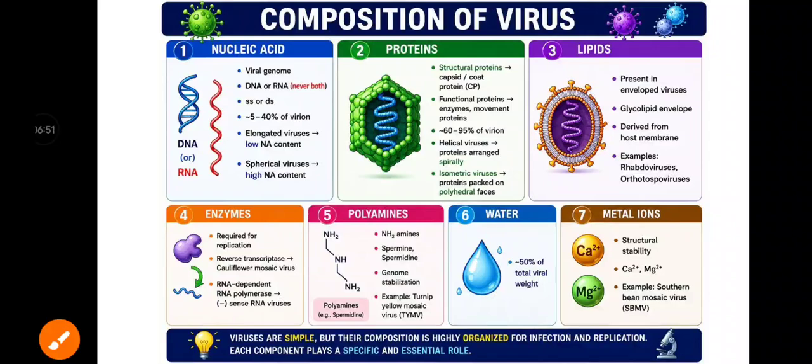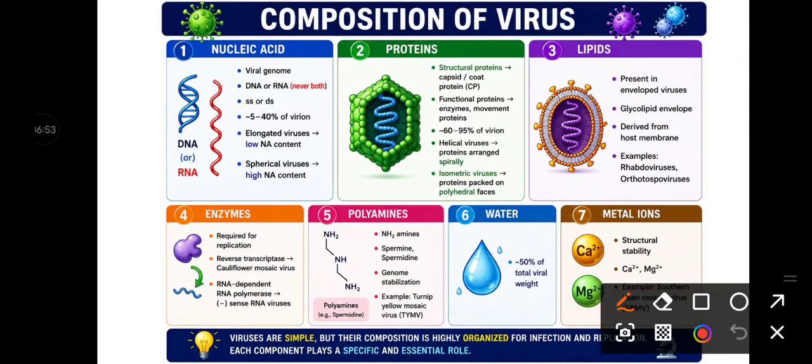Next, the most important thing is the enzymes. Why are enzymes required? Enzymes are obviously required for the replication of nucleic acid. So generally two types of enzymes are required, or are synthesized or contained by the virus. First example is the reverse transcriptase.